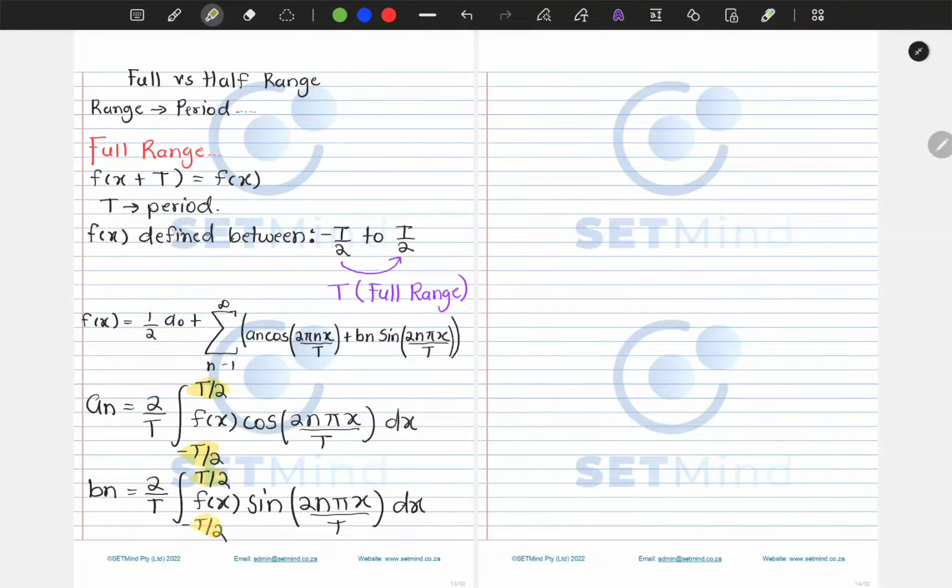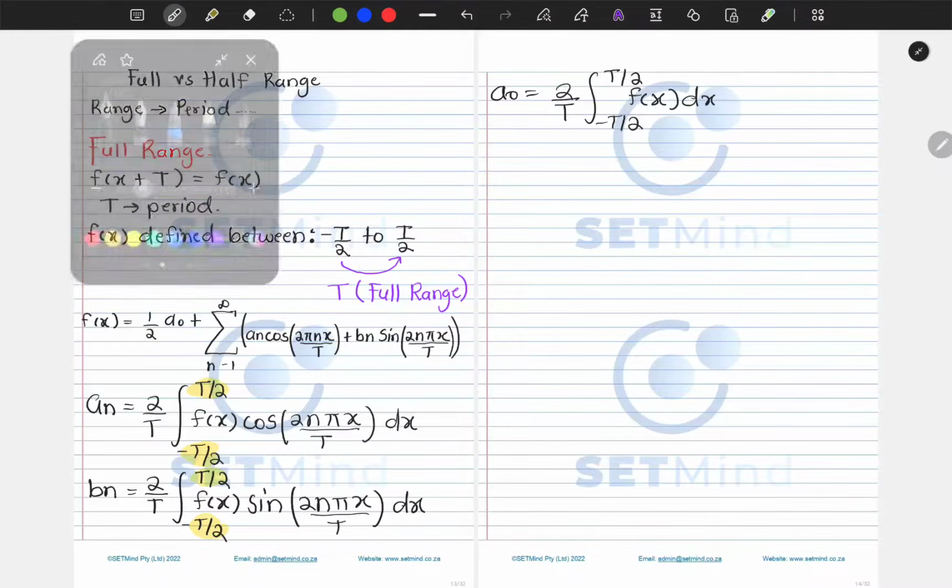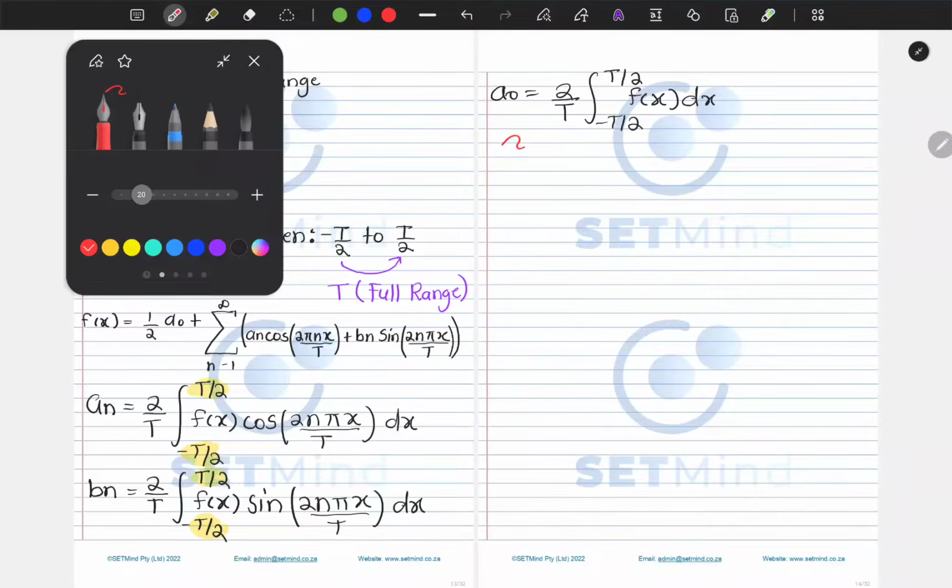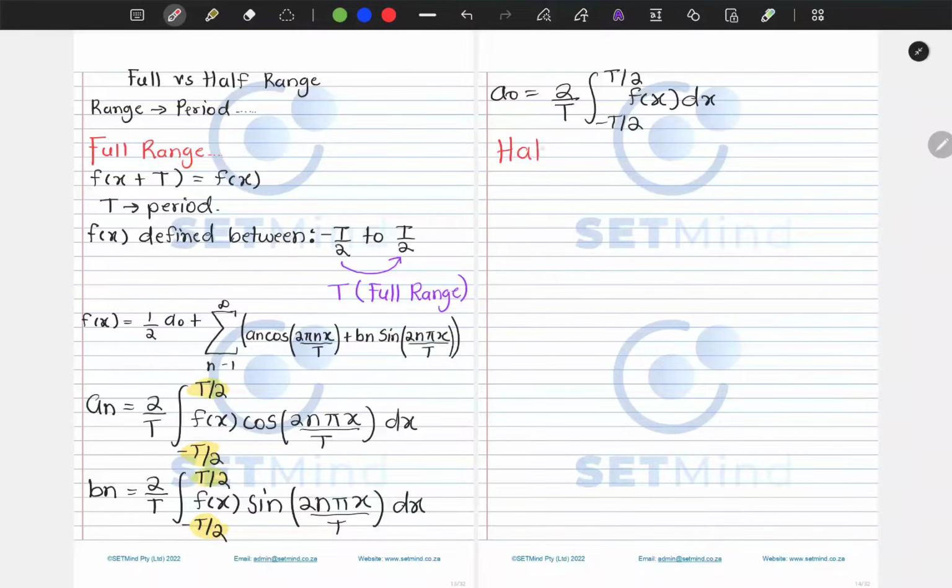So I just need you to note those, okay? And then same goes for your a0, that will be 2 over t, and then from negative t over 2 to t over 2, and we are just integrating f of x. So this is full range. Now let's go to half range, and we'll need to note the difference because it is very important. Let's have a look at our half range.